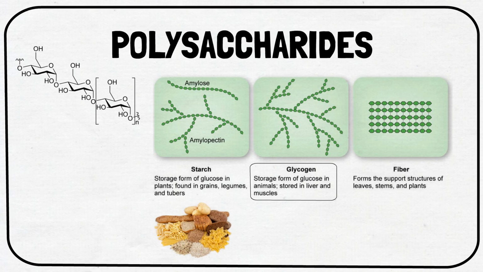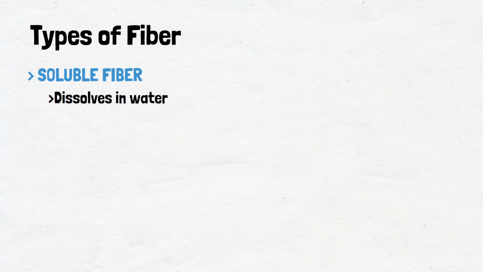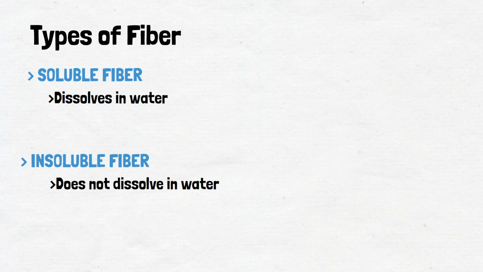Cellulose, also known as dietary fiber, is found in plant cell walls and cannot be digested by humans, but it provides important health benefits, such as promoting digestive health. Fiber is a type of carbohydrate that the human body cannot digest, but has an important role in maintaining optimal health. There are two main types of fiber: soluble and insoluble. Soluble fiber dissolves in water and forms a gel-like substance in the intestines, while insoluble fiber does not dissolve in water and helps to promote bowel regularity.